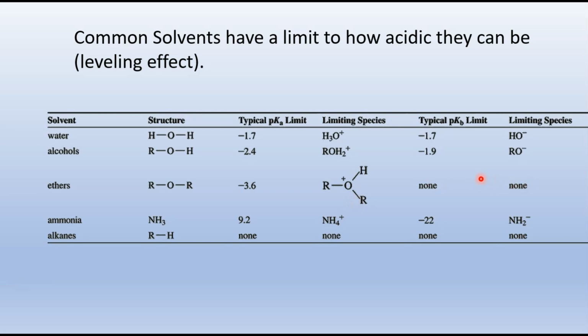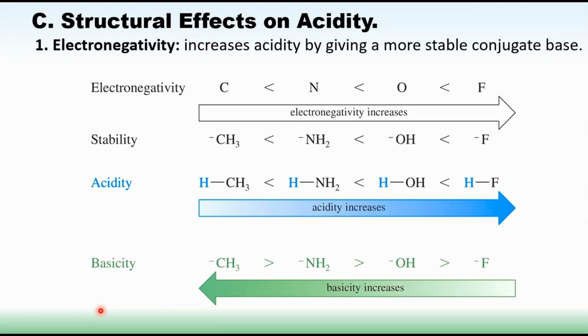And then there's no type of base. And here's ammonia, and here is the alkane. And it says there's no limit. The solvent can't be protonated or deprotonated, whereas ammonia can be protonated or it can be deprotonated. And we saw these species in some earlier discussions. So this might be a Chapter 16 Chem 2 review a little bit, where how does structure affect acidity and why.